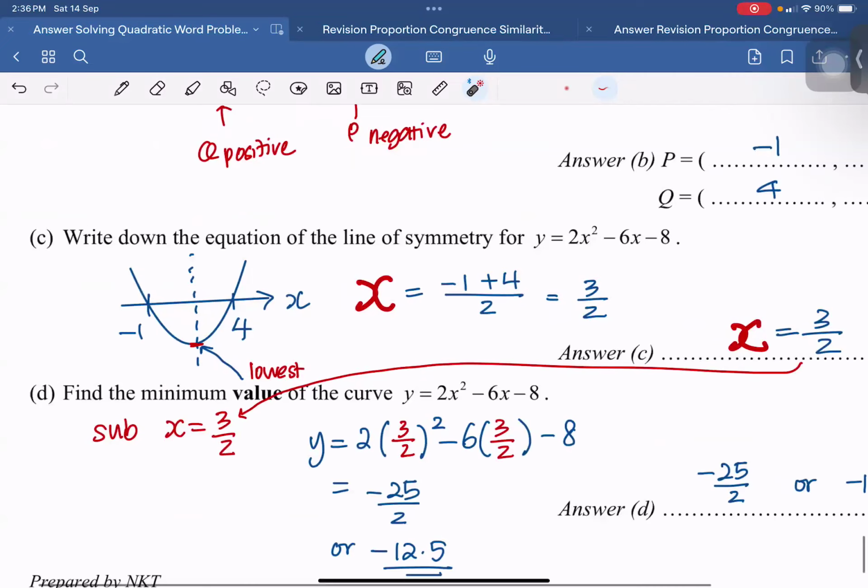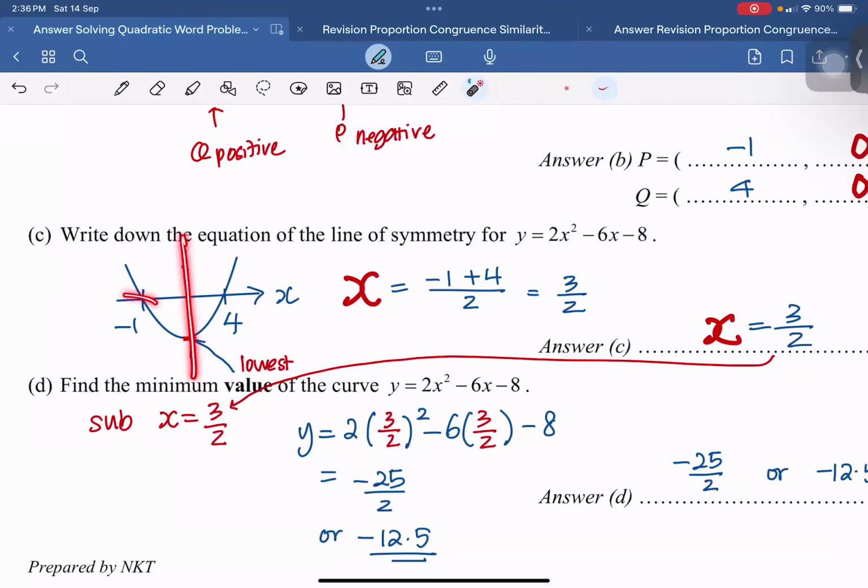How do you find the number in between negative 1 and 4? How do you find the number in between these two numbers? What do I do to the two of them? Add and then divide by 2. Thank you very much, Icha. I take the two numbers, add together, and then divide by 2, right?